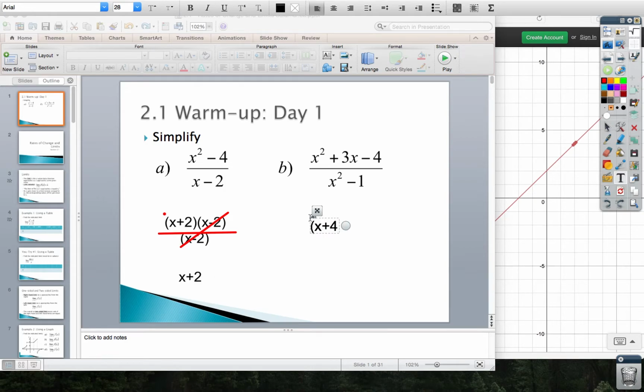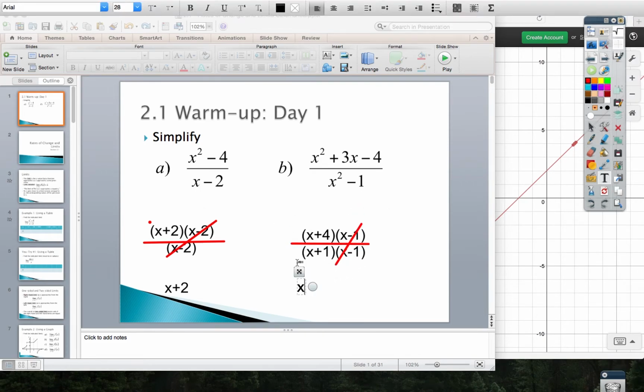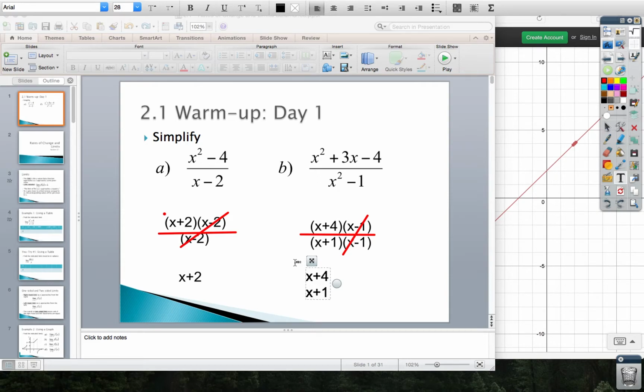This turns out to be x plus 4 times x minus 1. And the bottom is a difference of two squares as well, so x plus 1, x minus 1. And again, we cancel out, and we're left with x plus 4, all divided by x plus 1.